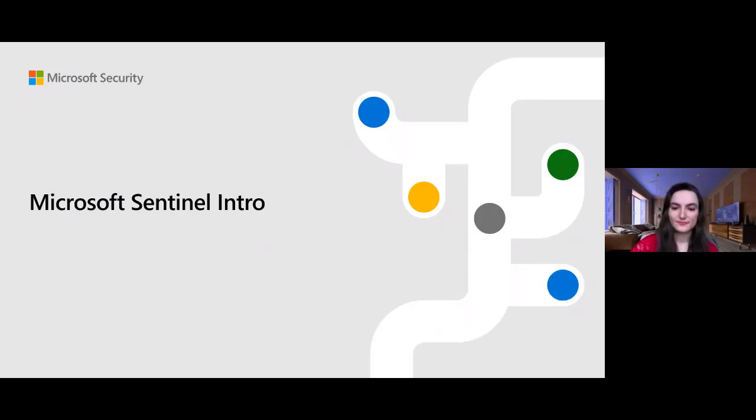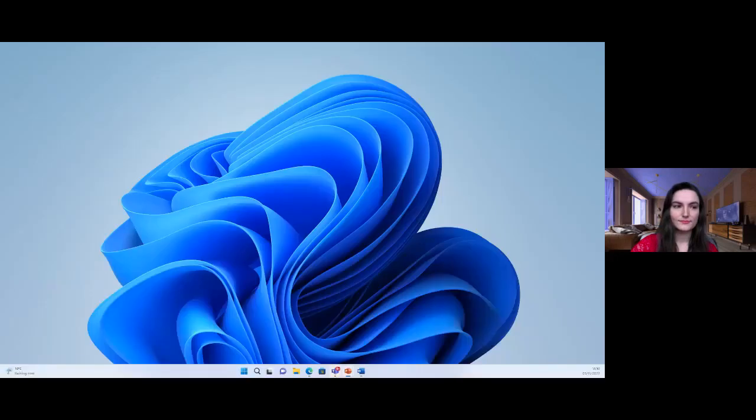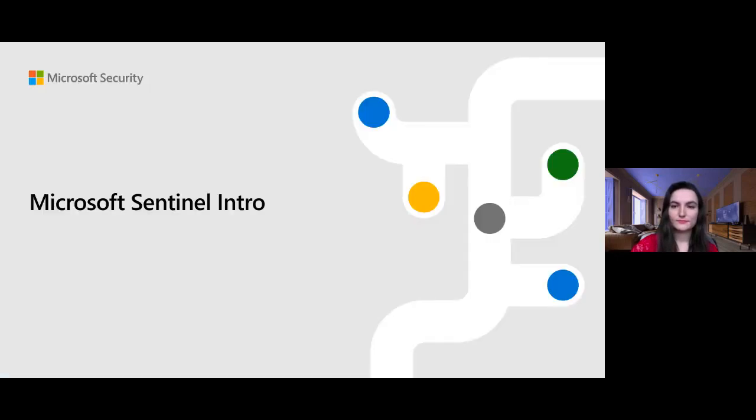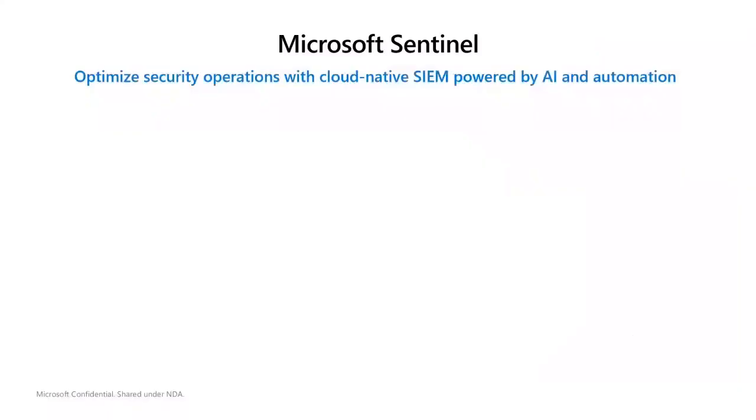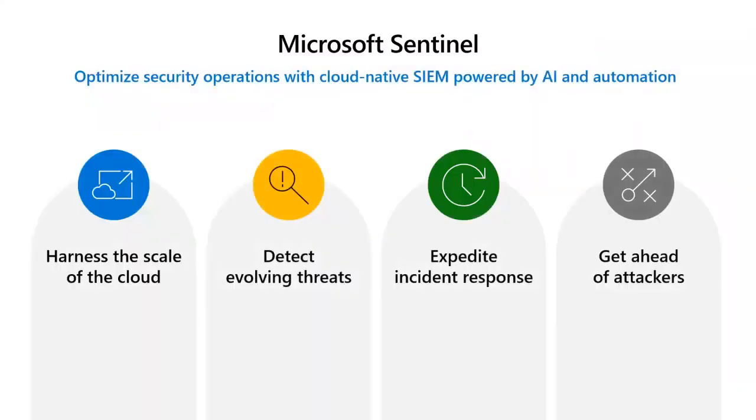Yeah, thank you, Liana. Just quickly, what is actually Microsoft Sentinel? Microsoft Sentinel is a cloud-native SIEM solution, but also a SOAR solution that is powered by AI and automation. What is so famous about Microsoft Sentinel is that it harnesses the scale of the cloud and doesn't require any on-prem infrastructure, so you don't need to deploy any virtual machines or anything to have it enabled. You just need your Azure Log Analytics workspace and you are ready to enable Microsoft Sentinel on top of it.